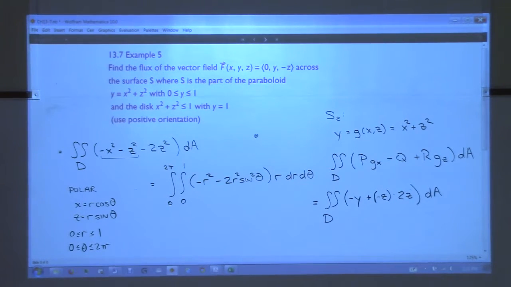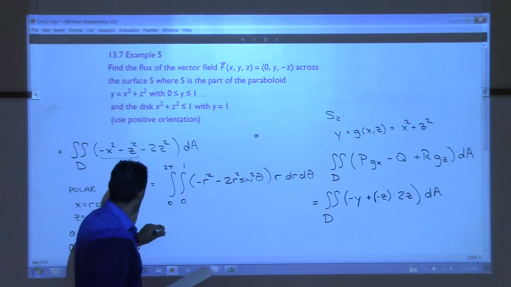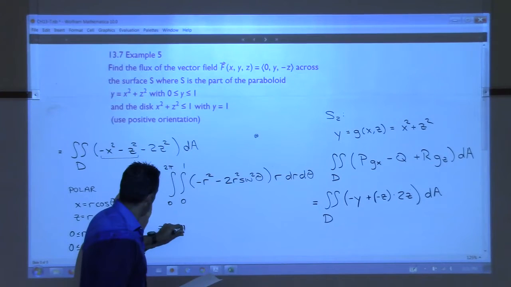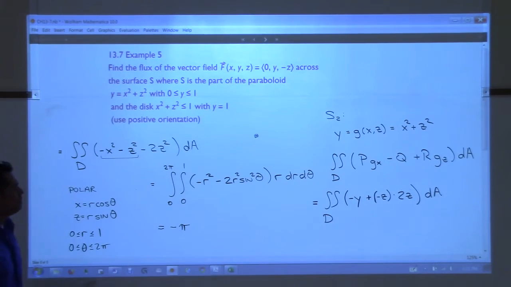So you can work that out, right? That should go pretty easy, I think. Again, that's all within reason. You wind up getting negative pi here. And because you get negative pi, now you add that to the answer we got for S1, so your answer is 0. So your flux is 0.